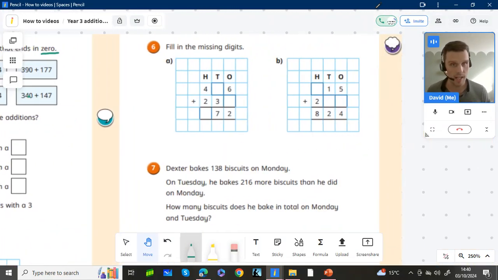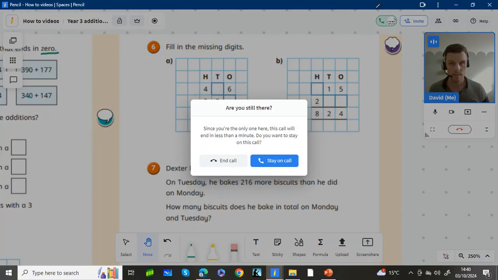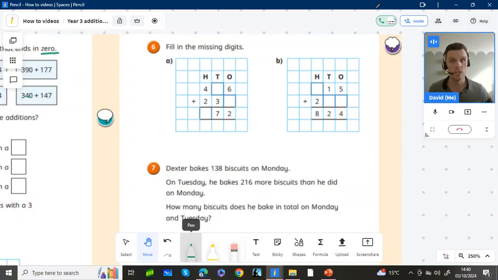So pause the video here and have a go at question 6, and when you're ready, resume the video. So for question 6, again, I'm just going to look at A, just in case you're a bit stuck. Always check your answers, and then you can have a go at B yourself.